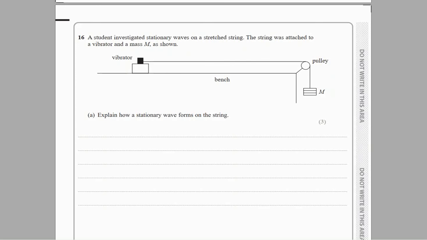But for this paper, the answer was very simple. So these are the marking points. Check this out. Two waves, one from the vibrator and one reflected at the pulley. At the pulley was actually a marking point. Undergo superposition, and that's it. These are the 3 points. But my suggestion and my request would be to write down all the points associated with superposition just to stay on the safe side.